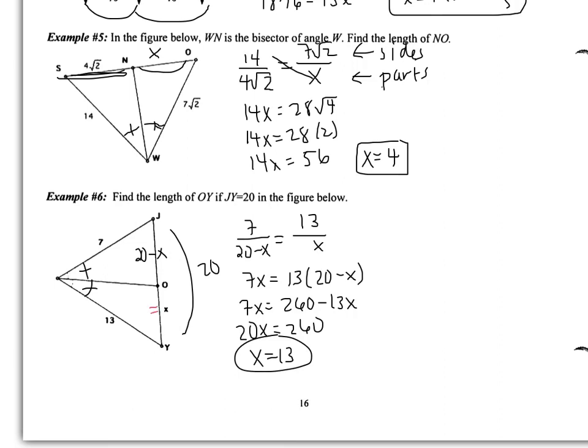That means this x part is 13, and 20 minus x is 7. So OY in this case is 13. If you got anything above 20 or you got a negative number, that should have kind of clicked in your head that you did something wrong. So hopefully it did. If we made a mistake, hopefully we know what mistake we made.